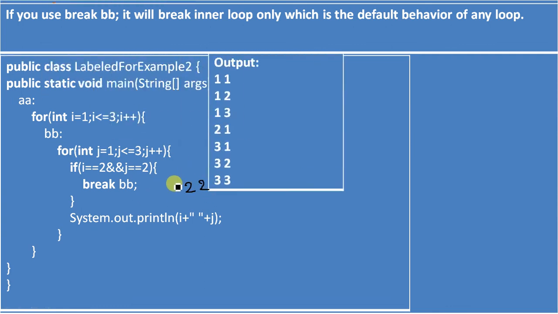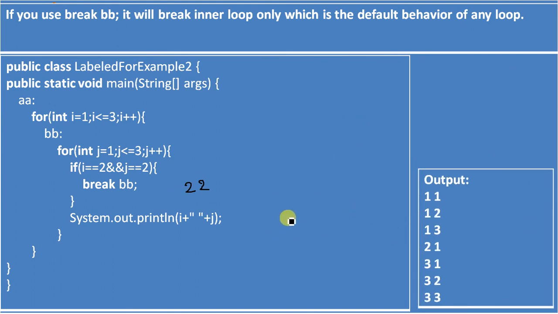So in the output you will see 2 2 is not printed, because the condition i equal to 2 and j value is 2 will be true, it breaks the inner loop, so the value of i and j will not be printed. Control directly jumps to the outer block, then checks the condition, and if the condition is true then it comes into the inner loop. So 2 2 is not printed here, otherwise all the values will be printed.